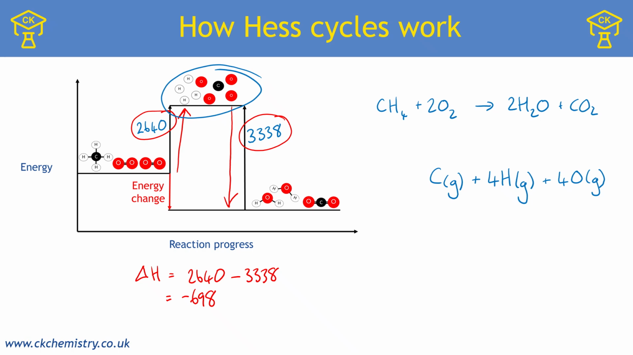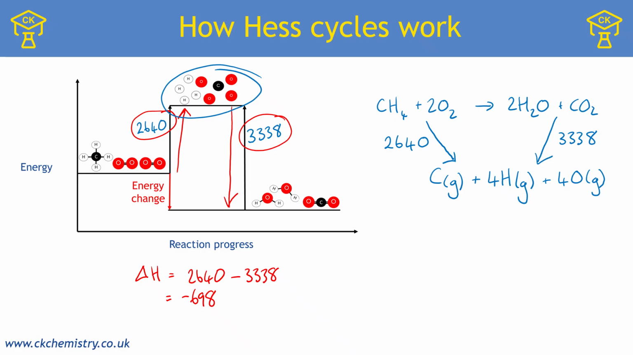The arrows point down, and that is because the values that I have been provided with are bond enthalpies. As we said, that's breaking bonds. So this is a positive endothermic value required to break those bonds, 4 lots of CH and 2 lots of OO, and on the right hand side we've got 4 lots of OH and 2 lots of CO, and the total value for that is my 3338.